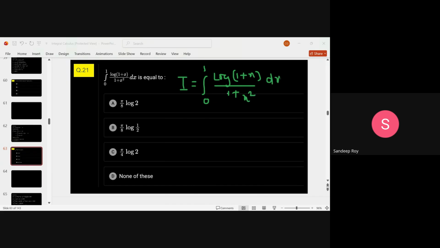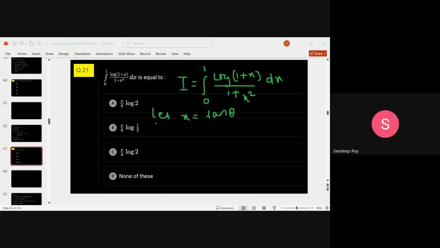So now here you have to do the substitution. Let x be equal to tan theta. When you do the substitution, first of all, the limits of integration will change, right? Whenever x is equal to 0, at that time, what is the value of theta? Theta will be how much? Theta will be 0, right?